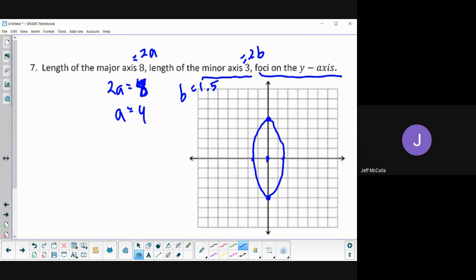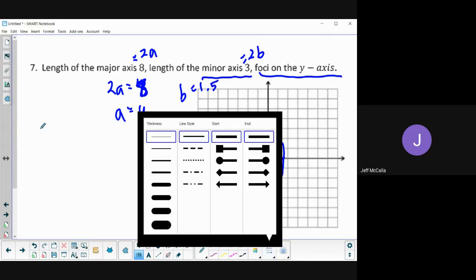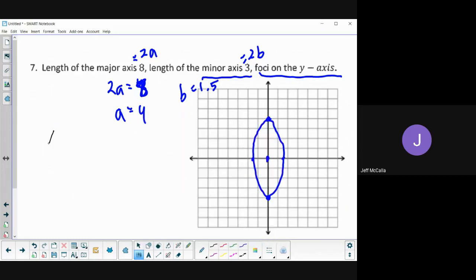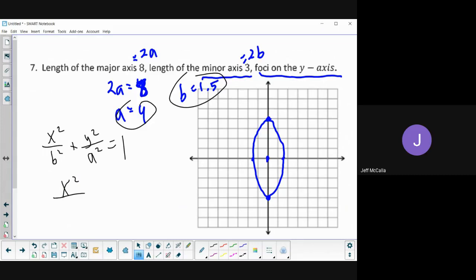And so now we know it's a vertical ellipse. I might start with the simpler formula, x squared over b squared plus y squared over a squared equals 1. We know it's vertical because it's taller than it is wide. Now we're just plugging in our a value and our b value. So this would be x squared over 1.5 squared. I'm okay if you write it like that. You could also use your calculator to type in 1.5 squared, probably 2.25.